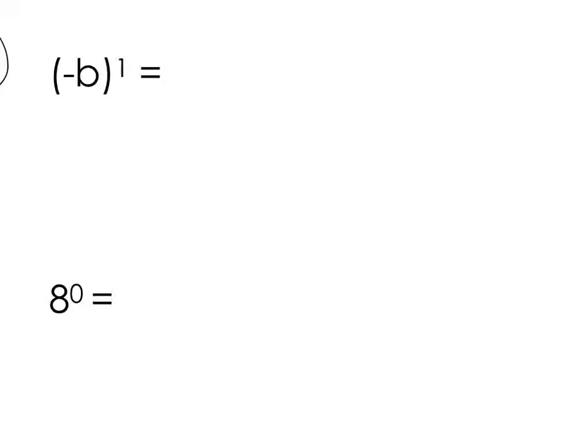Negative b to the first power. Raising something to the first power doesn't change it. It's just negative b. You can use those parentheses or not. It doesn't matter.